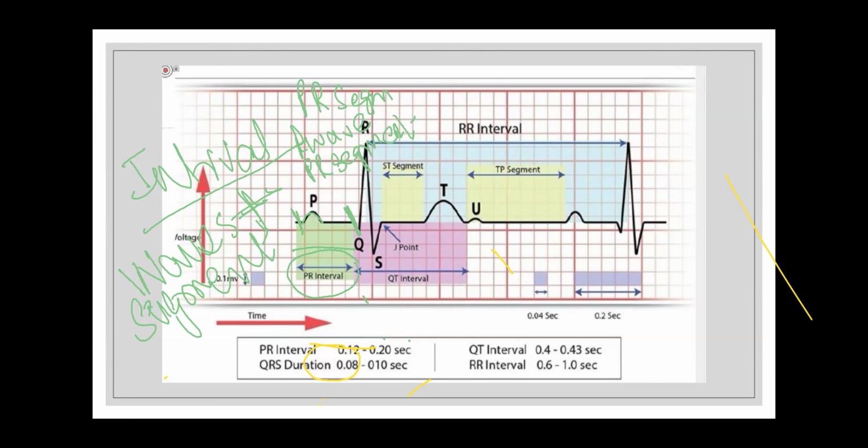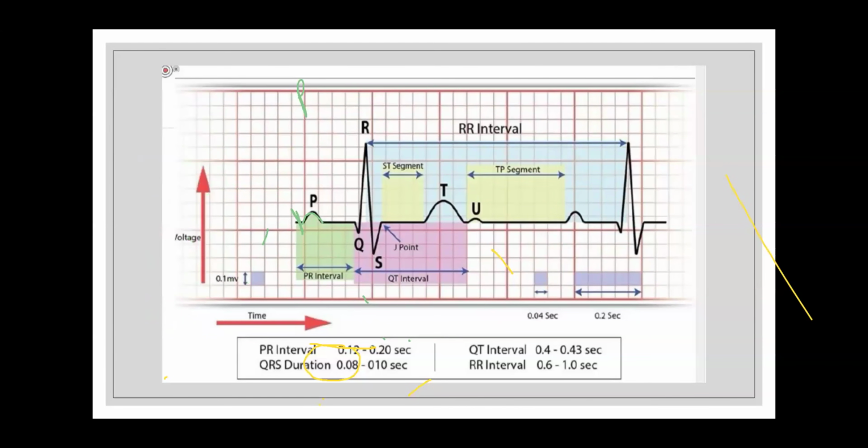The next very important interval which you should know is the QT interval. Again, it starts from the beginning of the ventricular depolarization, Q.